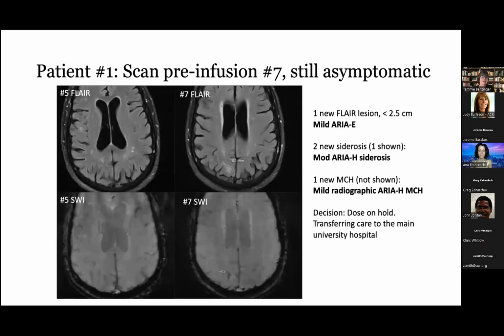Now, 1 month later, before infusion 7, still asymptomatic, but now you can see an area of FLAIR hyperintensity, 1.8 centimeters, as well as an area of siderosis that's showing up. So there's also a microhemorrhage I'm not showing you. So now we've got mild ARIA E. There were 2 areas of siderosis that made it moderate, and 1 area of microhemorrhage, so mild for that. So each of these is an impression line, and with all of that, they decided to put the dose on hold and transfer this patient in for more centralized care.